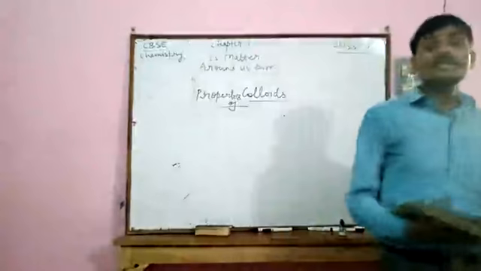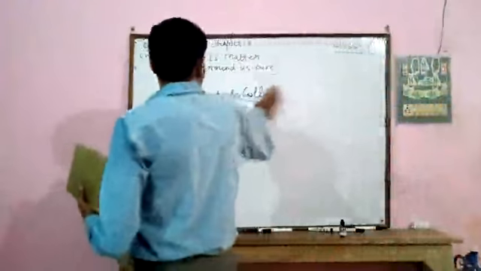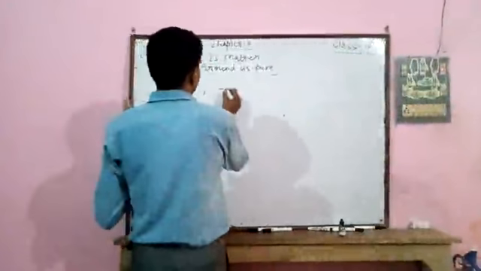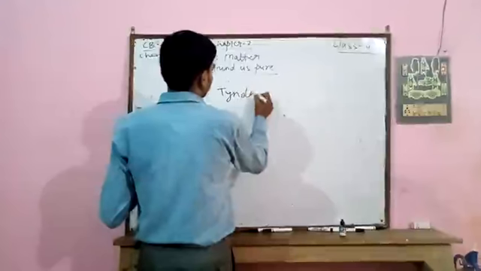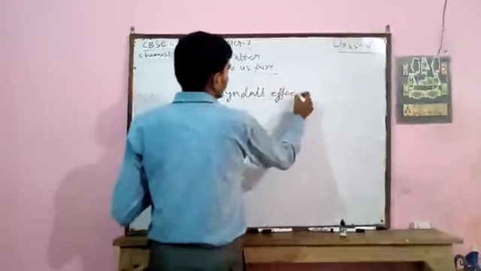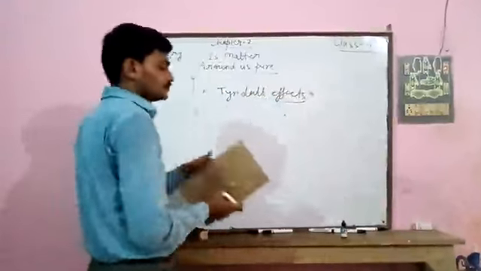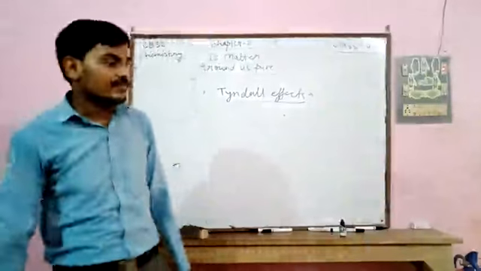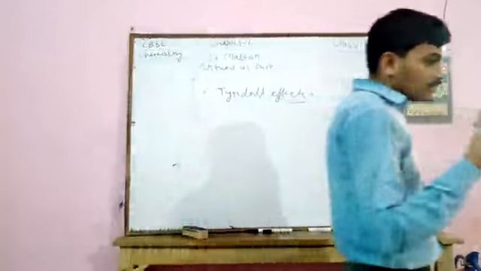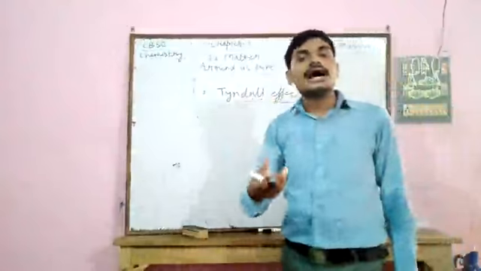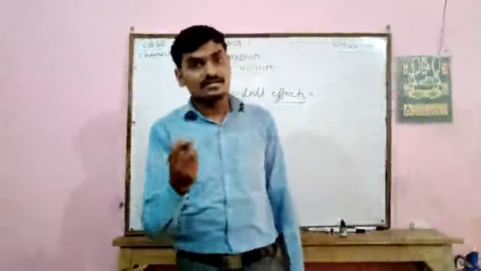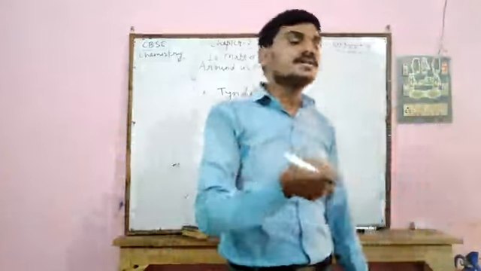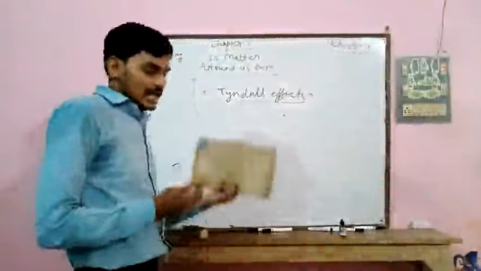Now, what is the Tyndall effect? The scattering of light by colloidal particles is known as the Tyndall effect. That is, if we pass light through a colloidal system, then it gets scattered. This property is known as the Tyndall effect.